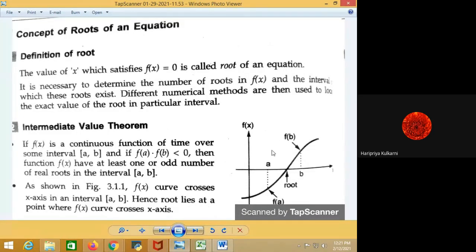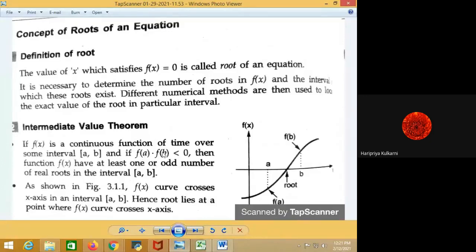Now, if we again apply the intermediate value theorem somewhere here, say a1 and b1, it will again be satisfied. So we narrow down the scope and finally we will get the root. The intermediate value theorem only tells us whether a root lies in between the given interval or not.